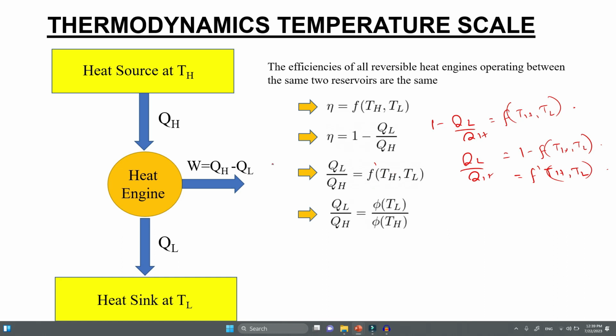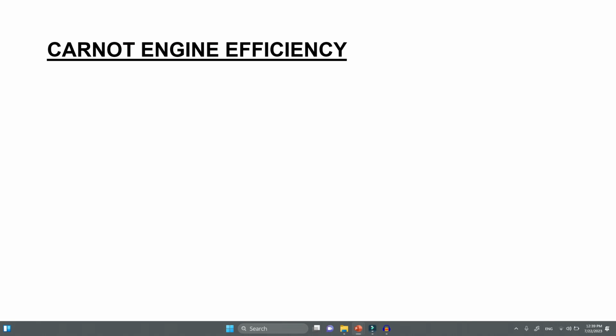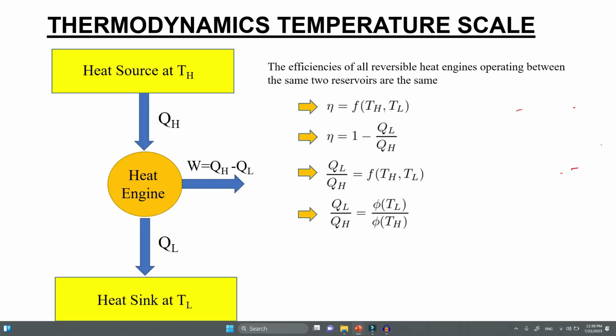See, this QL by QH you can write like this. Instead of this function of TH and TL, you can write phi of TL and phi of TH. This is the only possible way you can write this function. So QL by QH depends upon phi of TL and phi of TH.